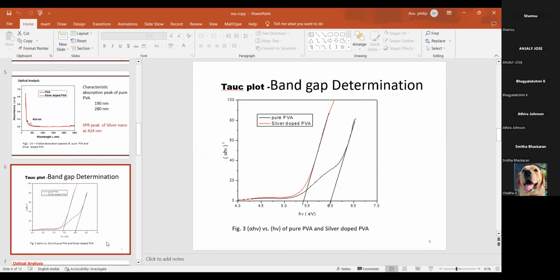This slide shows the calculated band gap values. The pure PVA shows a band gap of 6.6 electron volt, whereas the silver doped sample shows a lower energy value, that is 5.42 electron volt. We can conclude that the addition of silver reduces the band gap to a lower region.